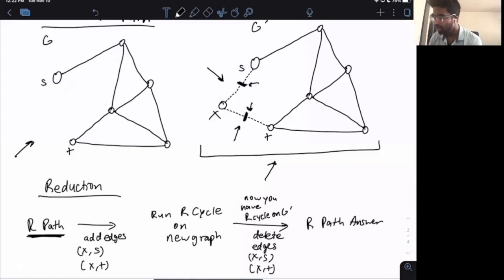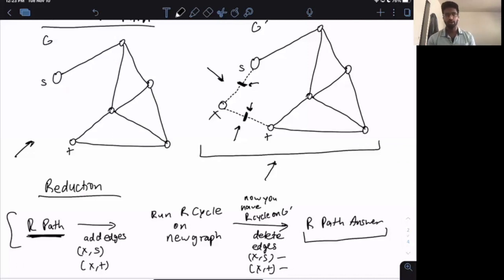So now, again, our main problem in this reduction is we want to solve for the Rajada path. So how do you convert from the Rajada cycle back to the Rajada path? All you have to do is get rid of edges xs and xt. And then what you're going to be left with is the Rajada path answer, the answer to your original problem.